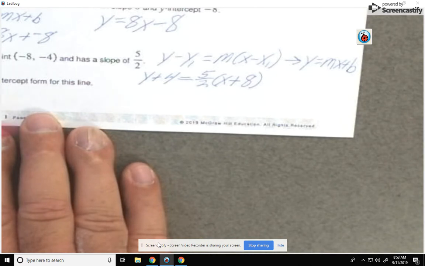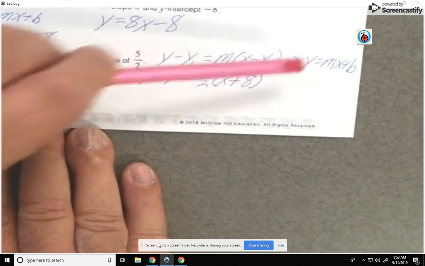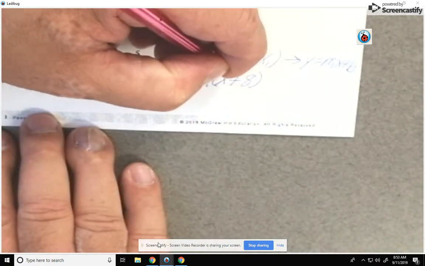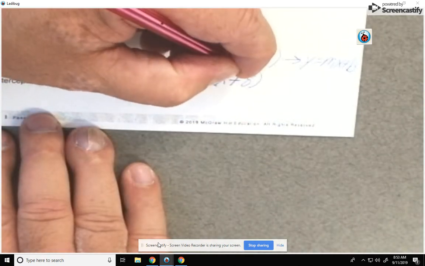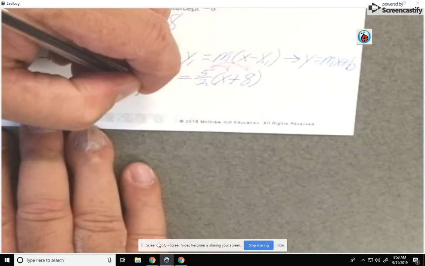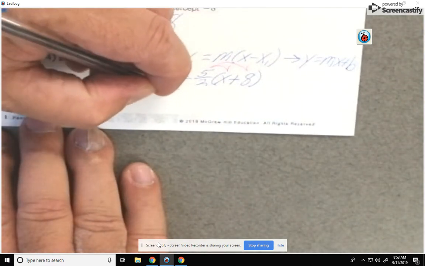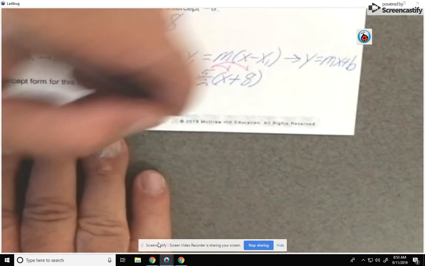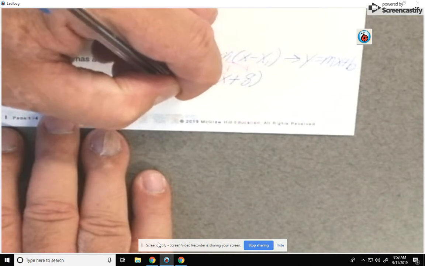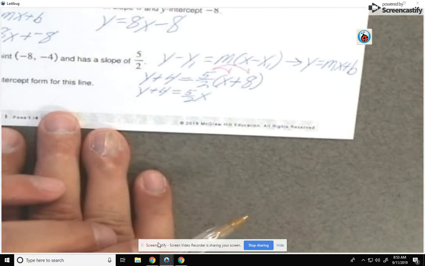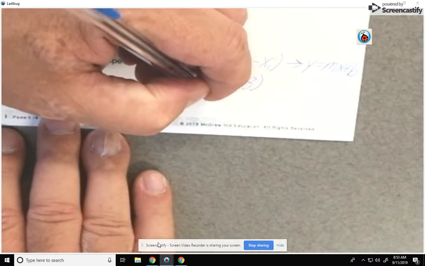So now to convert from point slope to slope-intercept, it's going to be 2 steps. The first step is we're going to distribute this 5/2. So our left side stays the same, so we get y plus 4 on the left. Here we distribute the 5/2, so 5/2 times x is 5/2 x. And then 5/2 times the 8 gives me 20.